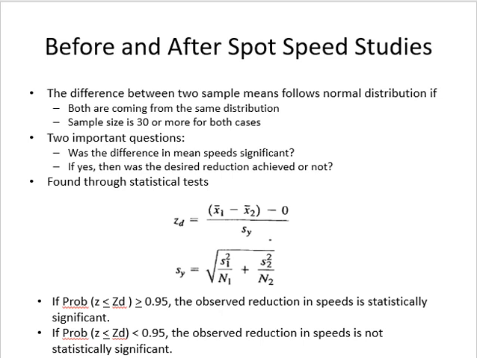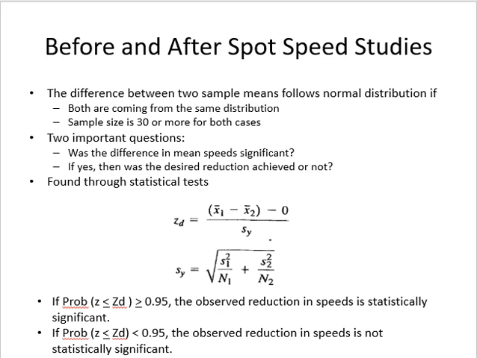Mean. So again, one means the mean of the before sample, and two means the mean of the after sample. Clear? Now, okay, I found the Z value. Now what to do? So Z is a standard normal distribution. So we will take the value of Z and check it with a Z table.